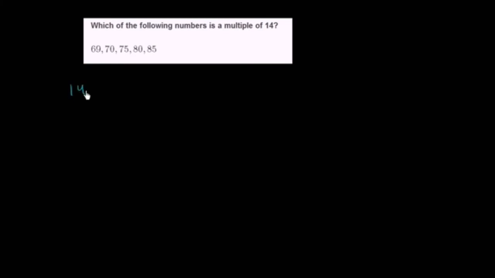14 times 1 is 14. You add another 14. 14 times 2 is 28. Add another 14. Let's see, you add 10, you get to 38. Then you add 4 more, you get to 42. Then you add another 14. I haven't seen any of these numbers show up yet. Add another 14 to this, you get to 56. Still not quite there. Add another 14. Let's see, if you add 4, you get to 60, and then you have to add the 10. So then you get to 70. And it looks like we have found one of these numbers. 70 is a multiple of 14. 14 times 1, 2, 3, 4, 5. 14 times 5 is 70.